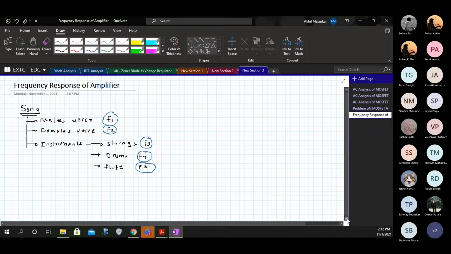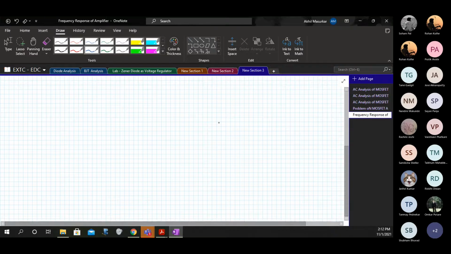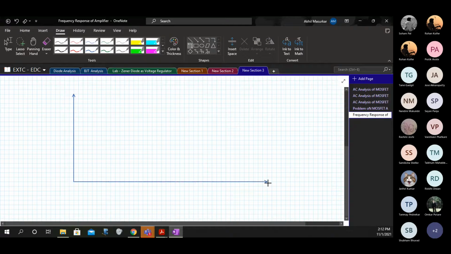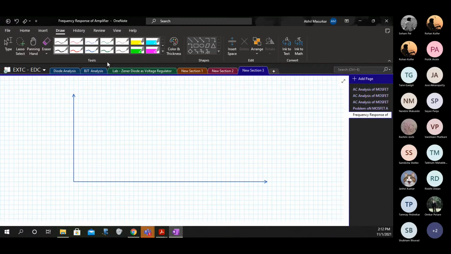So what exactly is this frequency response? Let me just draw a graph here. You can draw this with me or whatever.